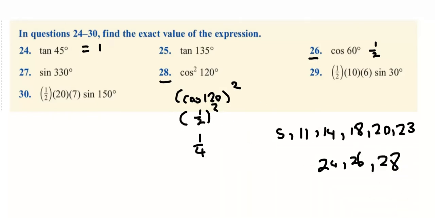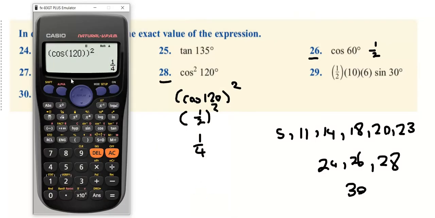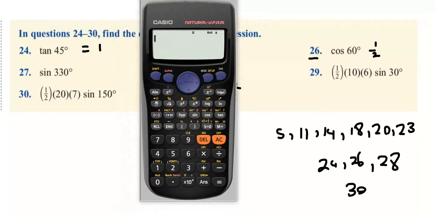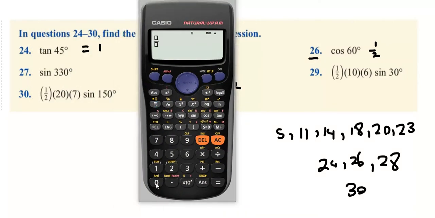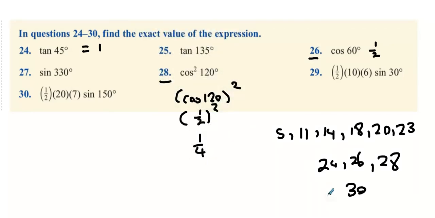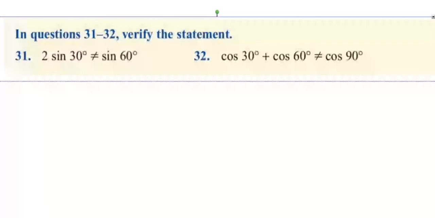Alright, I think we're pretty much happy with 30 as well. 30 is an easy one as well. I might as well do it while I'm here. So for question 30, we're just going to do a half by 7 by sine 150. There you go, 35, okay? So 35 for 30. I'm hoping that's the end of this question.